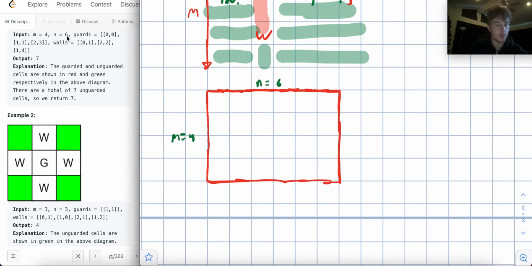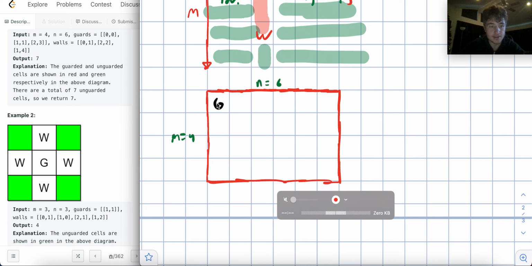Okay, and then we have the positions of all of our guards. So our guards are at 0, 0. So I go 0 down, 0 to the right. We have a guard at 1, 1, so 1, 1.